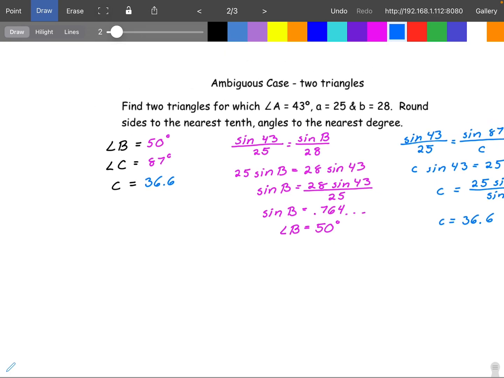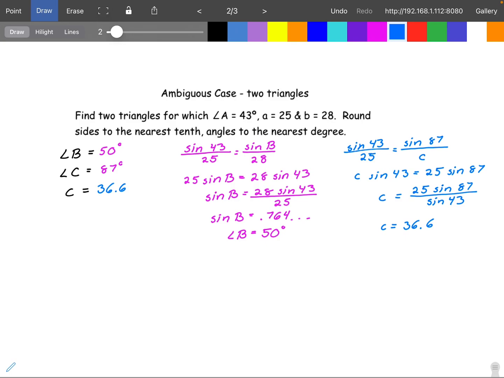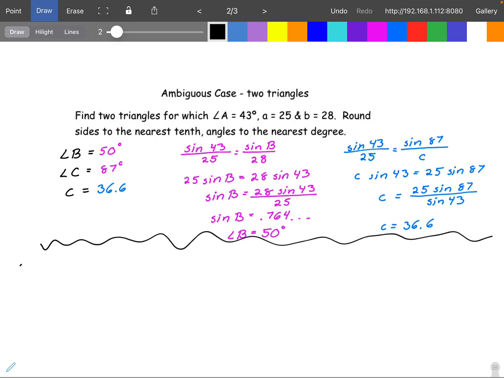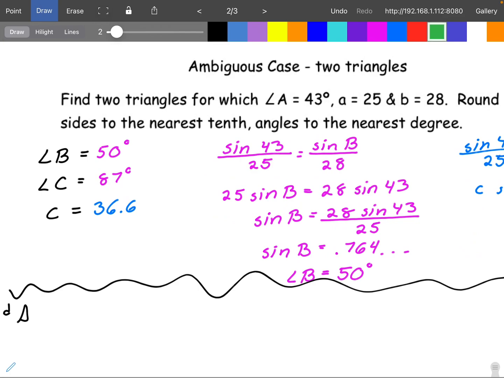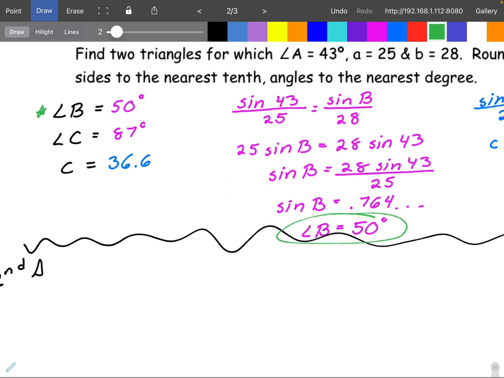Okay, so that gives us our full triangle. Now, the only thing is, though, I'm supposed to have two triangles. So now that I have my first triangle completed, I want to focus on my second triangle. For my second triangle, I am going to take the first angle I found in the beginning, which was angle B. And I want to find the supplement of angle B. If we think back to our geometry, long time ago, a supplement means two angles that add up to 180. So if angle B is 50, then its supplement would be 130 because 50 and 130 add together to give us 180. So our supplement is going to be the new angle B for our second triangle.